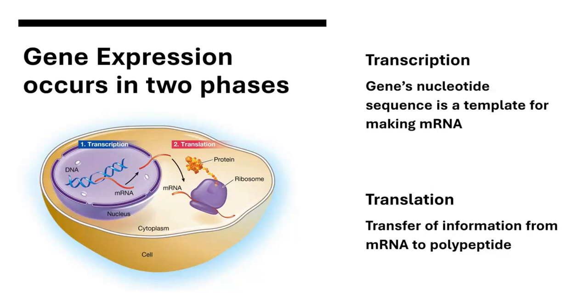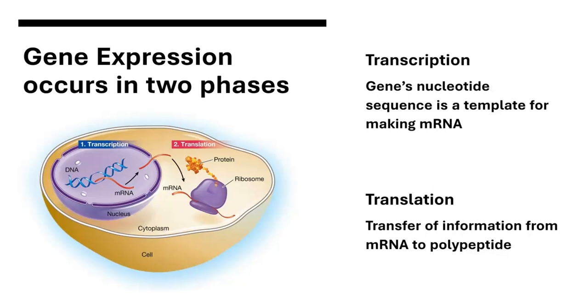So translation involves going from one language to another language, right? We're going from the language of an RNA molecule, which is a nucleic acid, to the language of a protein, which is made up of amino acids. So that's why we call it kind of translation, because we're going from one language to another language. So we're going to start off with transcription first.